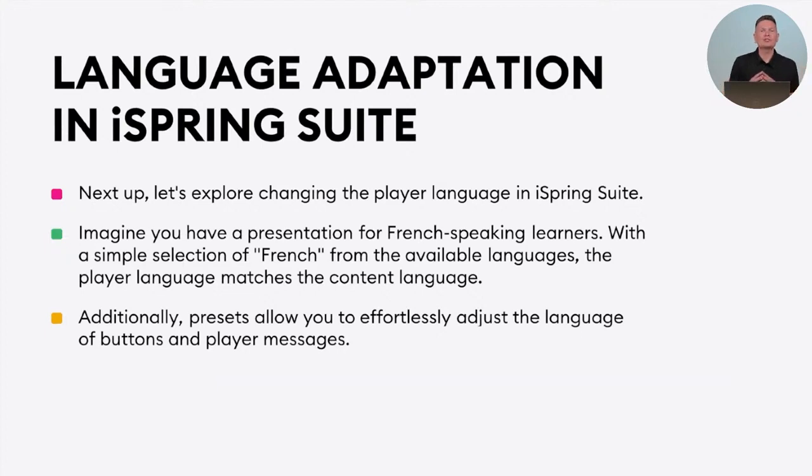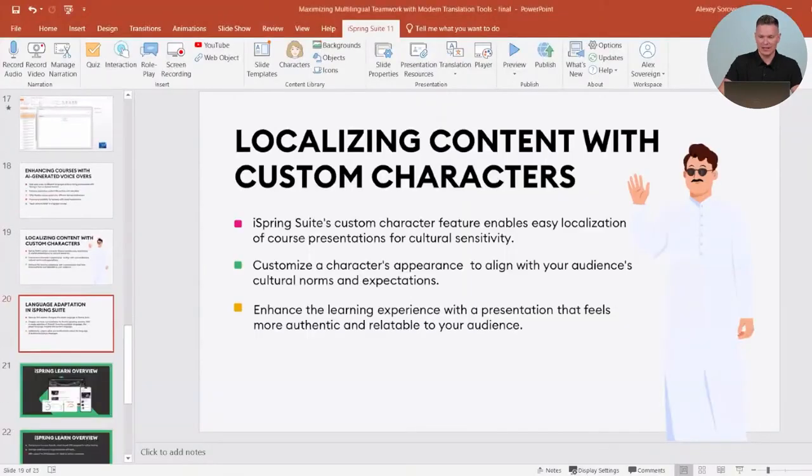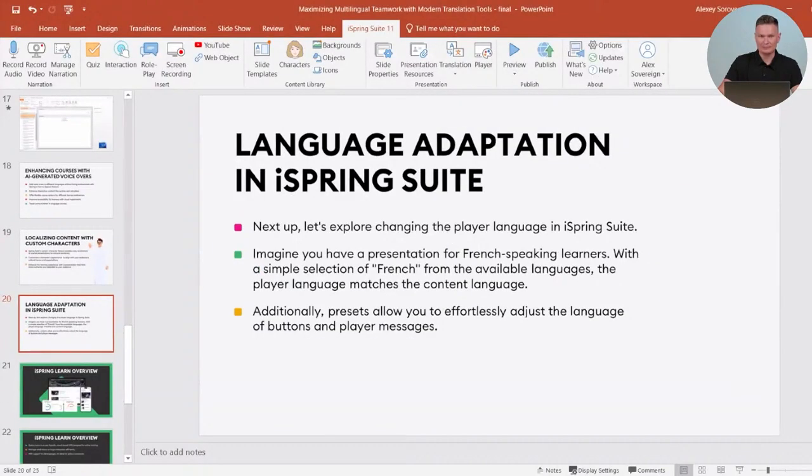So let's move on to changing the iSpring Suite player language. Let's say you have a presentation for a French-speaking audience and you want learners to be able to navigate the presentation in their own language. You can easily select French from the available languages and voila, the language of the player can match the language of the content of your presentation. You can also choose presets to change the language of buttons and player messages. Let's take a look really quick at how you can easily do that.